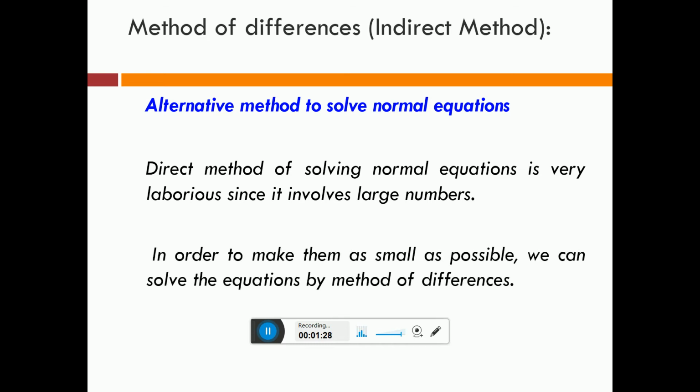In order to make them as small as possible, we can solve the equations by the method of differences. When large numbers are involved, the direct method or the normal equation method becomes very laborious. So, in that case, we may prefer the solution by the indirect method, which is called the method of differences.